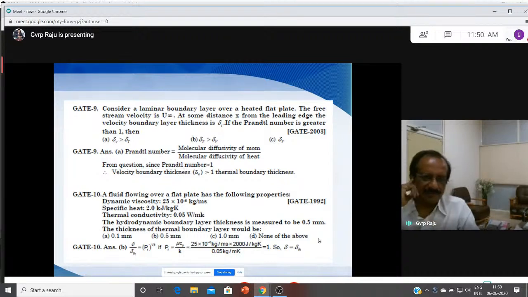So the second one: a fluid flowing over a flat plate has the following properties. Dynamic viscosity is 25 into 10 power minus 6.